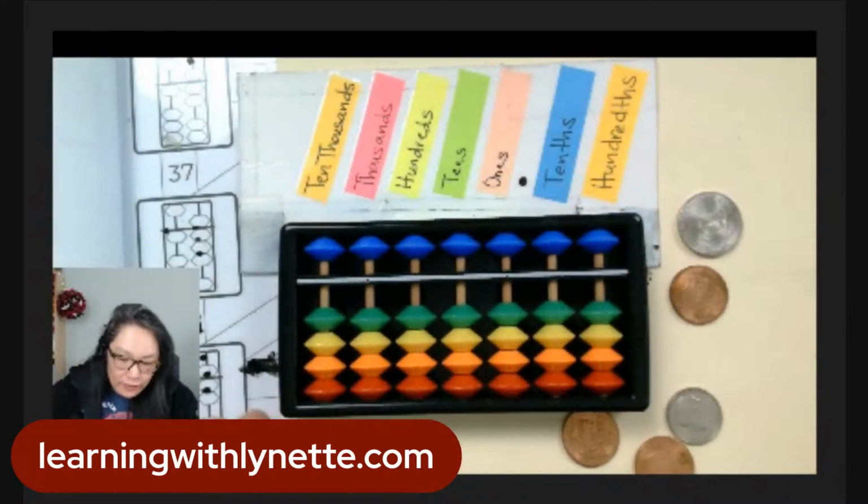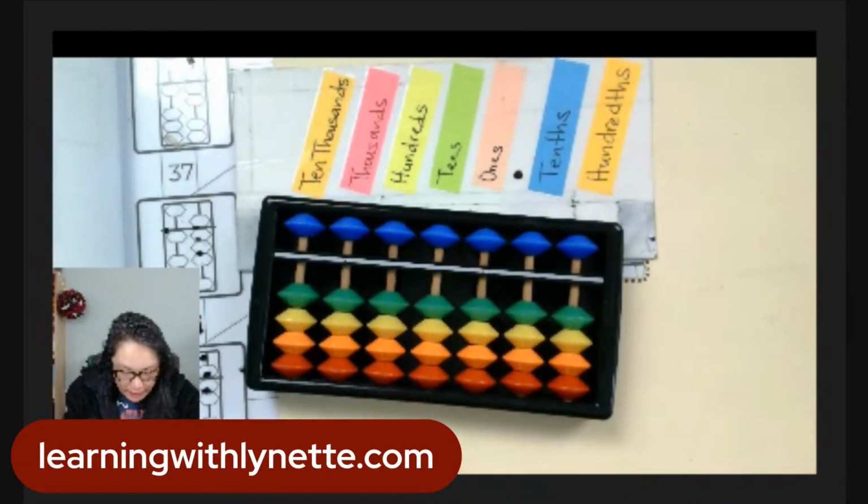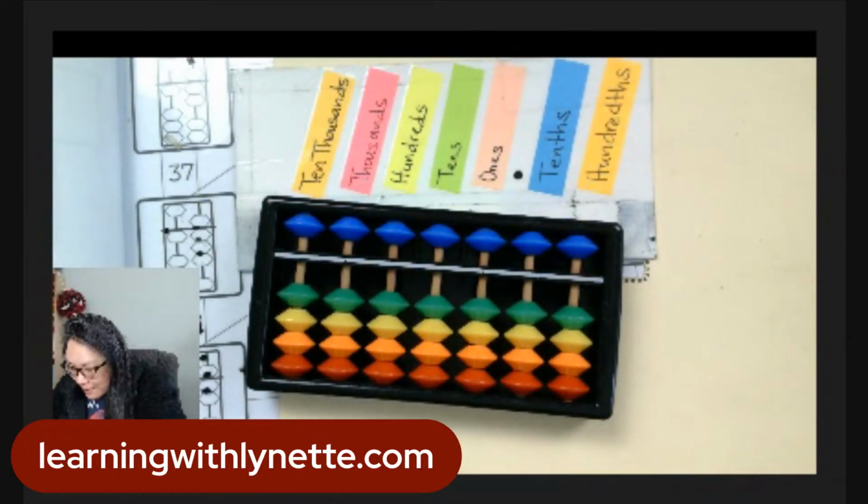So we did a little bit of learning how to read the abacus. Are we ready to learn how to move the abacus?